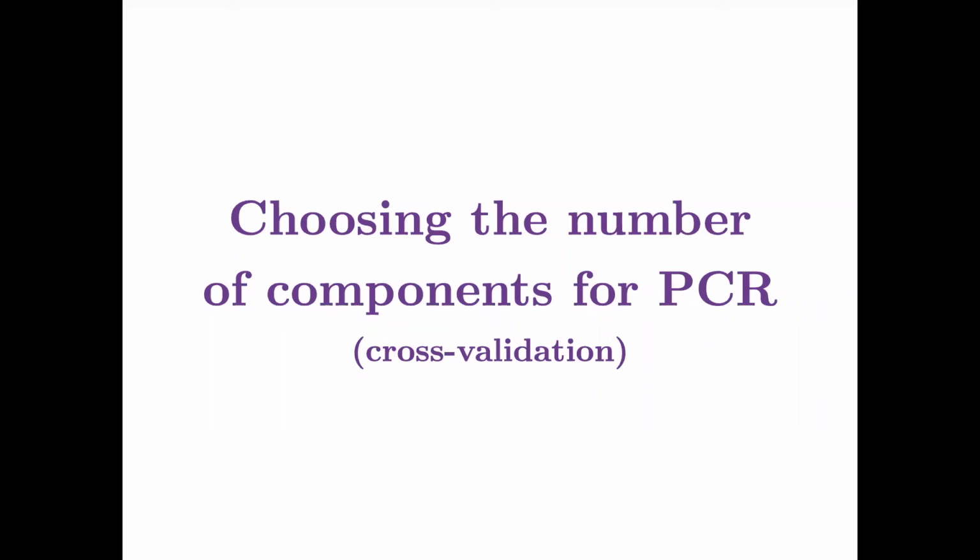The best way to choose the number of components for a principal component regression is through cross-validation. You may have talked about cross-validation before, but it's important, and we're going to go through it completely right now.